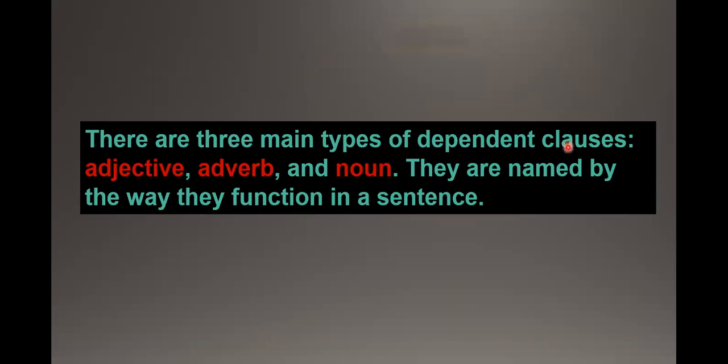Yesterday I told you that we will be focusing on the dependent clauses more, because dependent clauses are our basic subject. Independent clauses are only sentences, so we don't have to worry about that. We are actually dealing with the dependent clauses. There are three types of clauses: adjective clauses, adverbial clauses, and noun clauses. Okay, they are named by the way they function in a sentence.